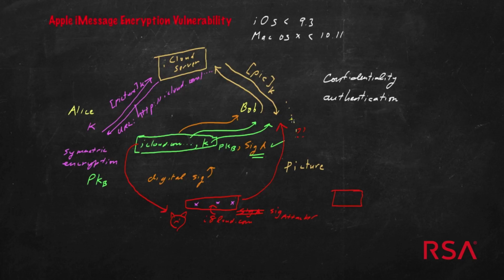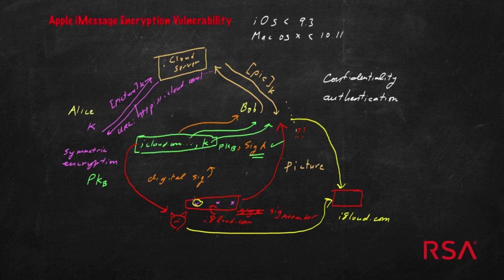And if it's the case that the result of the decryption is well-formed, Bob's iPhone will think everything is okay, and Bob's iPhone will then attempt to retrieve the image. However, it's going to think that the image is located at i8loud.com. Now at this point, the attacker, because it's controlling i8loud.com, will know that that small piece of the encryption key that it tried to guess earlier was correct.